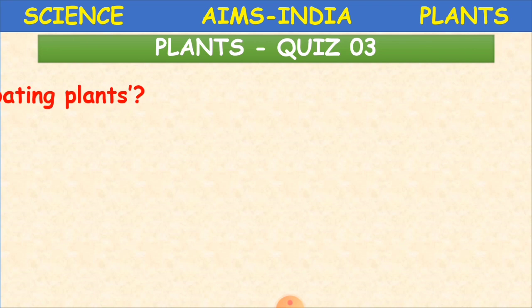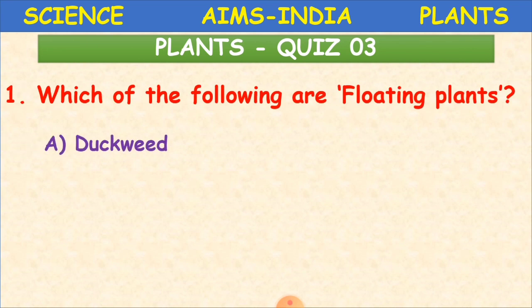Okay, so now we'll do some question and answer sessions on what we have learnt until now. We'll revise once again in the form of questions and answers. Now the first one: which of the following are floating plants? We have to name which is the floating plant.